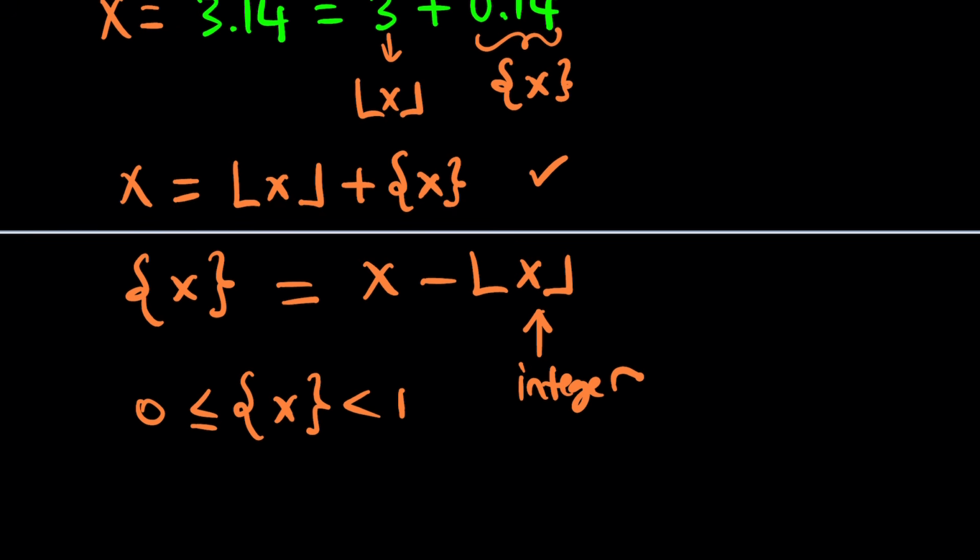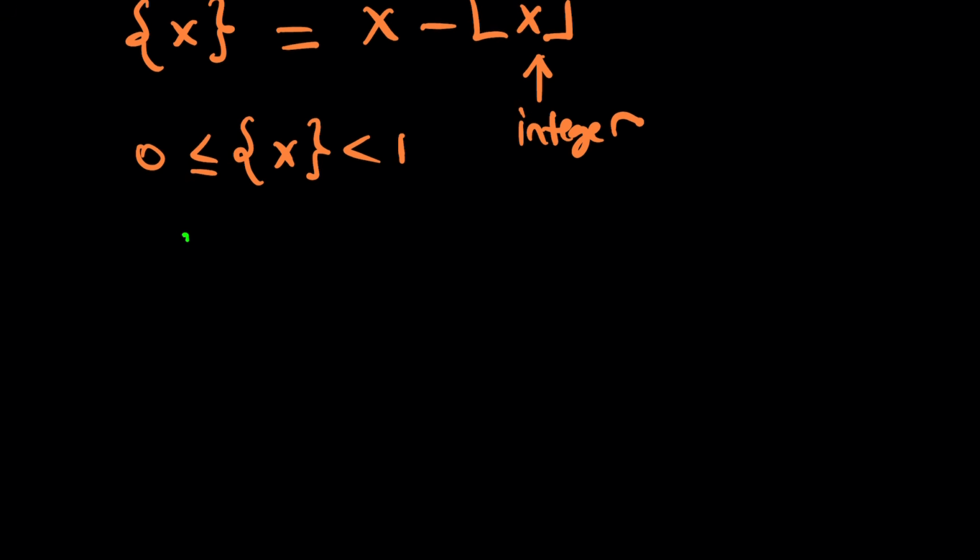Because if x is an integer, then their difference is 0, obviously. But if x isn't an integer, like 3.14, then the fractional part is always going to be the decimal piece, which is less than 1, obvious, right? You don't want it to be greater than or equal to 1. So this is great. Let's see how we can solve this problem using this identity now.